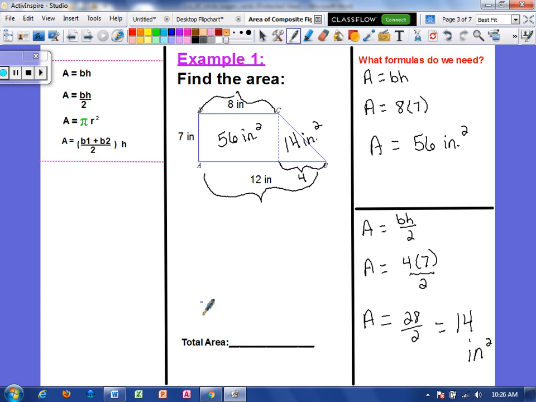Alright, so to find the total area, we are going to add the area of each shape. So that's 56 plus 14. So the total area is 70 inches squared.